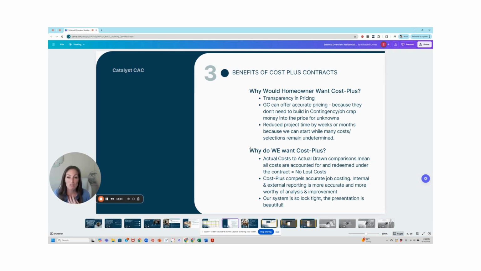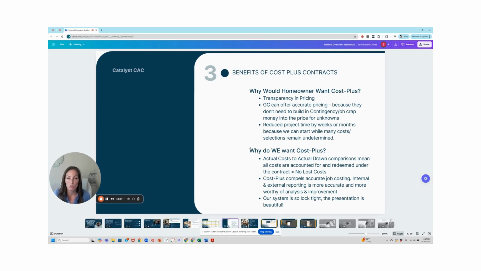Why do we, as the FinOps coordinators, as the financial professionals, like cost plus? We like cost plus because the actual cost to actual drawn comparisons mean all costs are accounted for and redeemed under the contract, and you have no lost costs. And cost plus compels accurate job costing, and internal and external reporting is more accurate and more worthy of analysis and improvement. So you can bank on the analysis for a cost plus contract, and you can really focus on improving how you estimate your contracts down to accurate pricing.